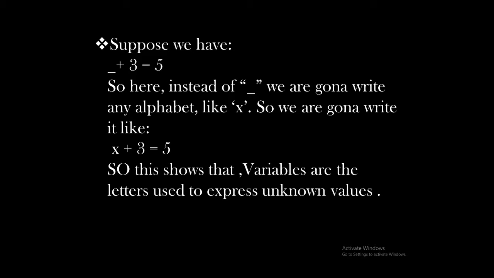So in this case, instead of dash we are going to write any alphabet like x. So we are going to write x plus 3 is equal to 5. So here x represents an unknown value. It can be anything, just like how dash represents an unknown value.